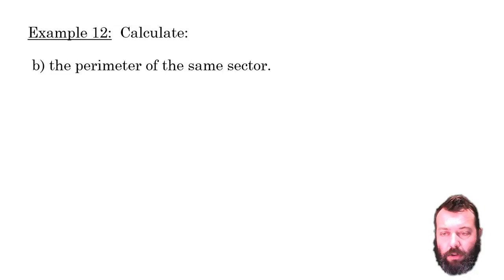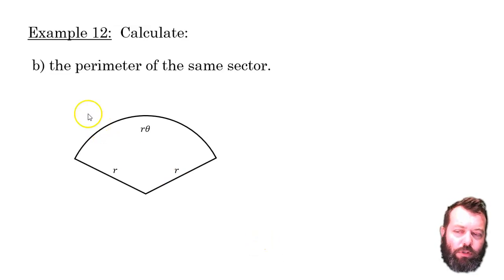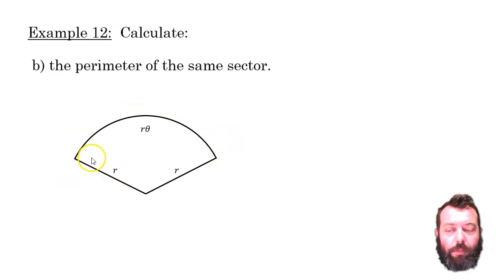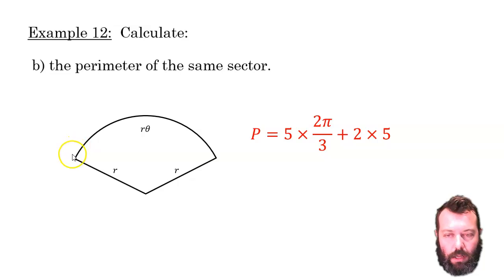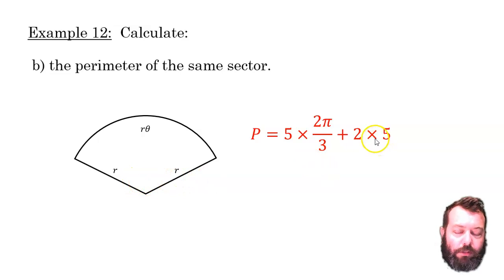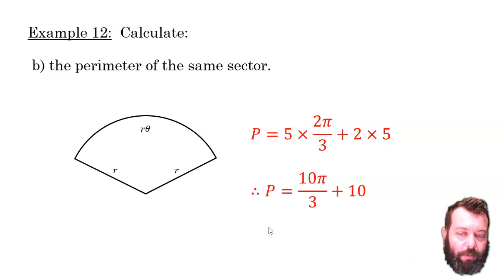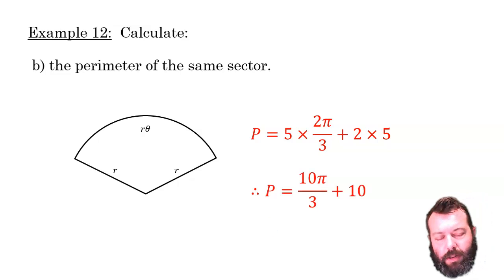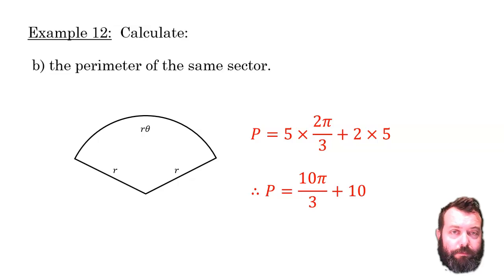Another example, the perimeter of that sector. Well, let's just draw a little picture here of a sector. The perimeter will include the arc length, but also 2 radii. So the perimeter is going to be r theta, that's how I calculate the length of that arc, plus 2r. So 5 being the radius, times the angle here at the center, 2 pi over 3, plus 2 lots of 5, my 2 radii, and that gives me 10 pi over 3 plus 10, or if you like, 10 outside of pi over 3 plus 1.